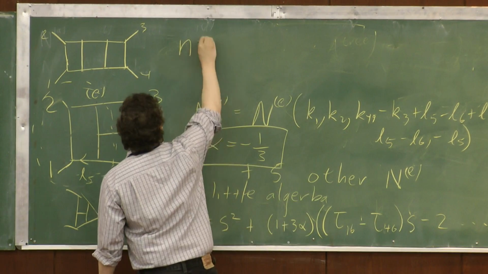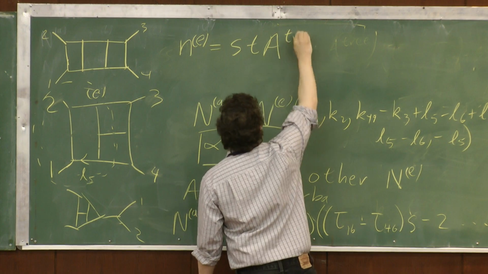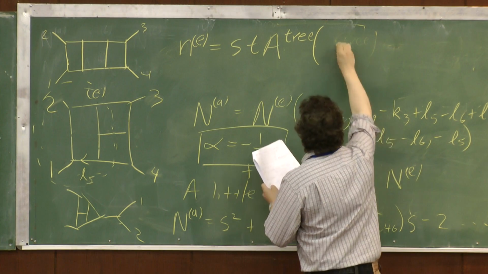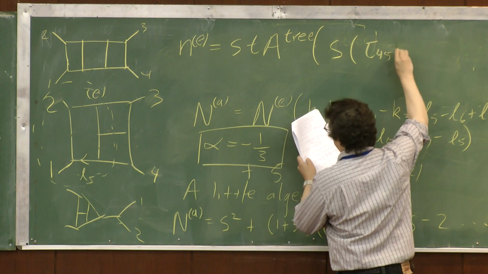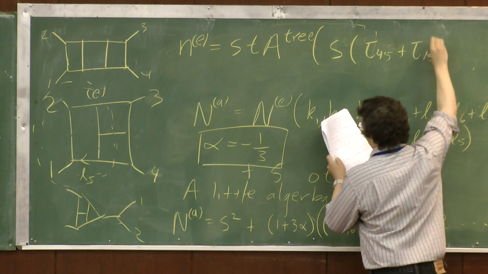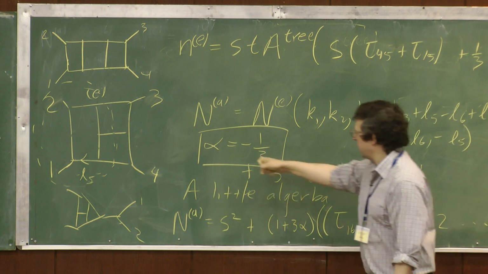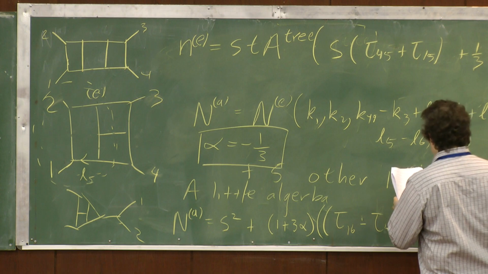Let's put back little e. So now it's STA tree sitting out in front. And then we're going to put in S. And then it's tau 4, 5 plus tau 1, 5 plus 1/3. I mean, the 1/3, of course, snuck in because one of the parameters had a third in it. Plus 1/3.